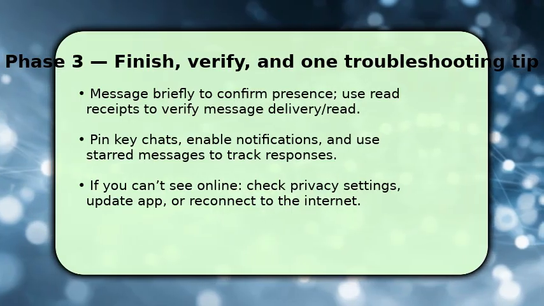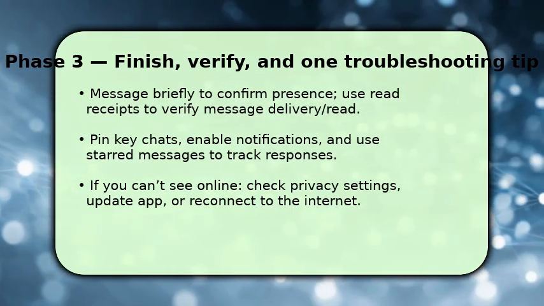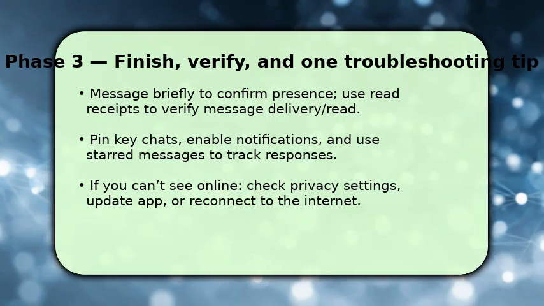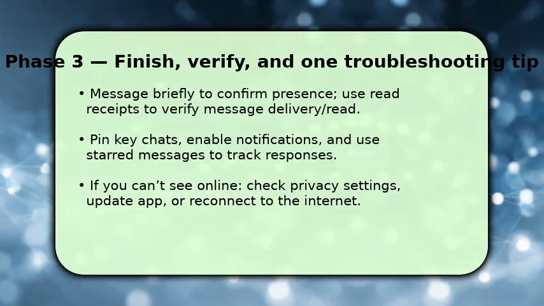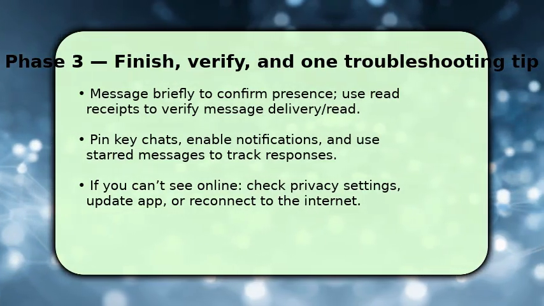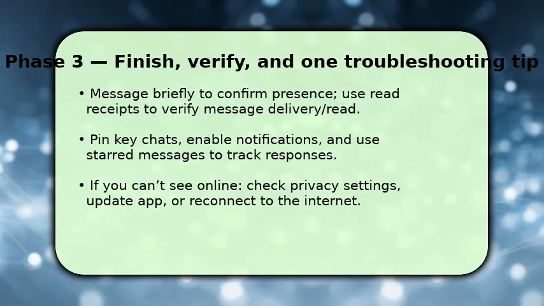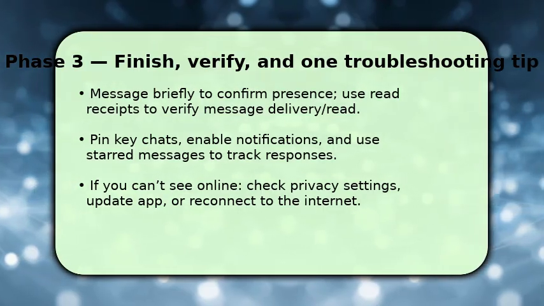If things go wrong, if nobody appears online or last seen is missing, check your own privacy settings, update WhatsApp, and reconnect to a stable network. Often fixing permissions or time settings resolves visibility problems fast.